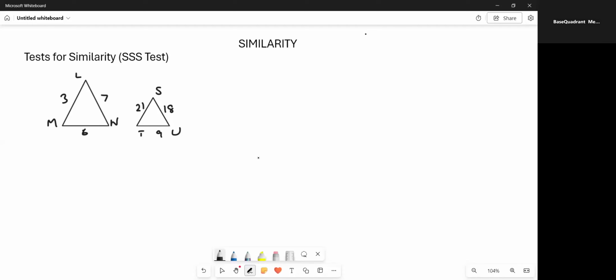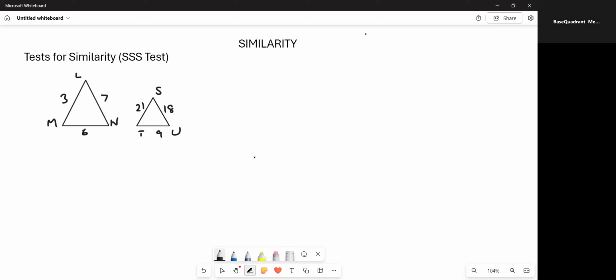Now we will see the SSS test for similarity. Side, side, side. SSS test of similarity. What is this triple S test? It means that the three ratios of corresponding sides are equal.